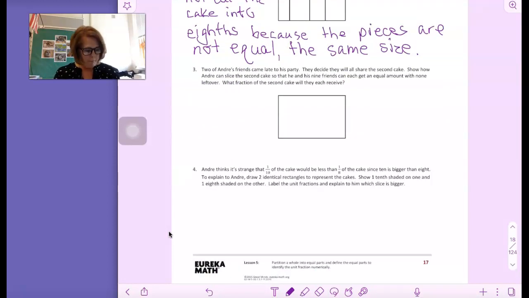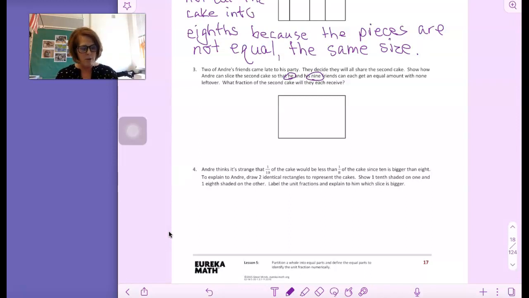Let's look at number 3. 2 of Andre's friends came late to his party. They decide they will all share the second cake. Show how Andre can slice the second cake so that he and his 9 friends can each get an equal amount with none left over. What fraction of the second cake will they each receive? So we have Andre and his 9 friends. 9 friends plus Andre is 10.